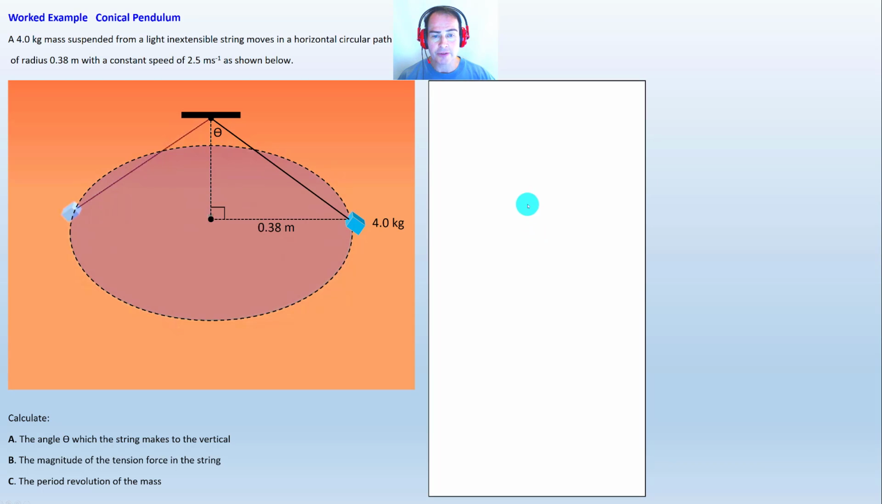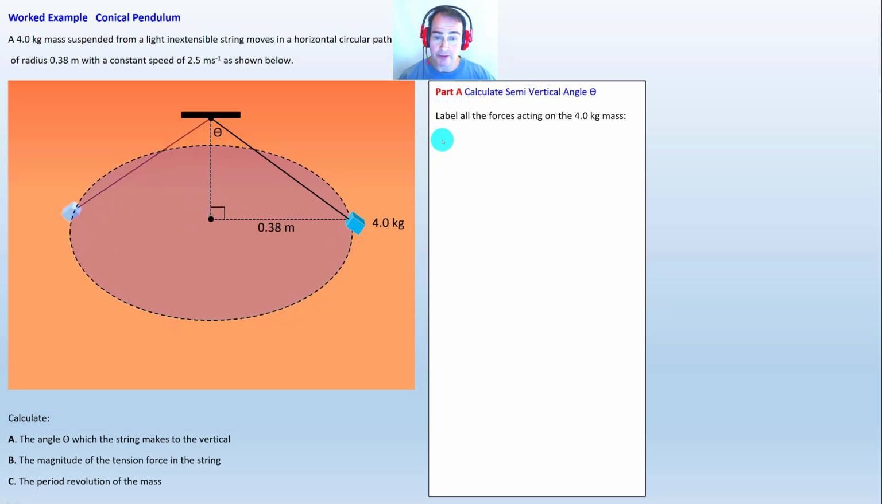Let's look at part A of the question, that is, calculate the semi-vertical angle theta. Now in order to do this, we need to identify and label all the forces acting on the mass in question. And there will be two of them. The tension force previously mentioned, and of course a weight force acting downwards. So let's label all the forces acting on the 4 kilogram mass.